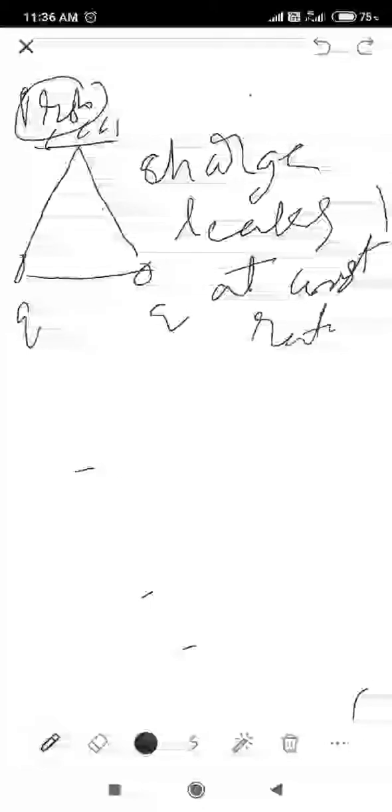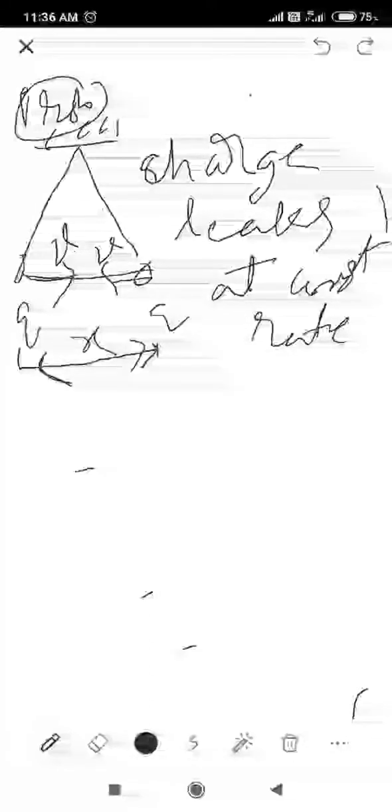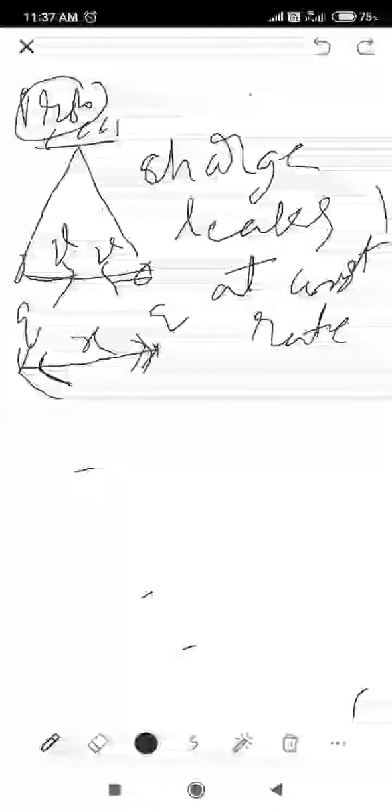Then what is the relationship between velocity of these pendulums with the distance between the two charges? They are asking relationship between v and x. This is the problem they are given in previous exams. And now let us try to solve this problem.